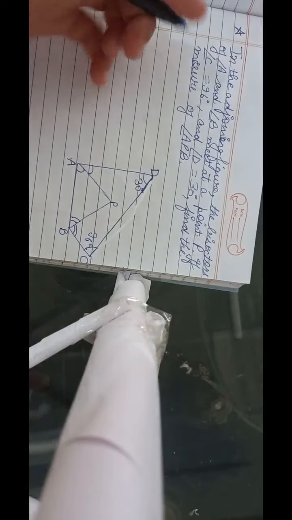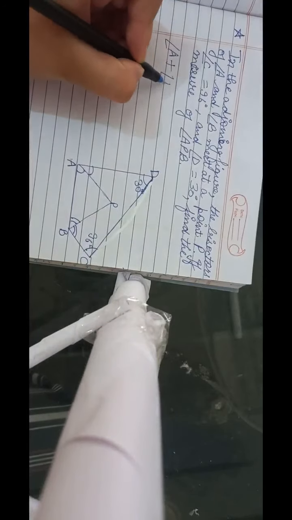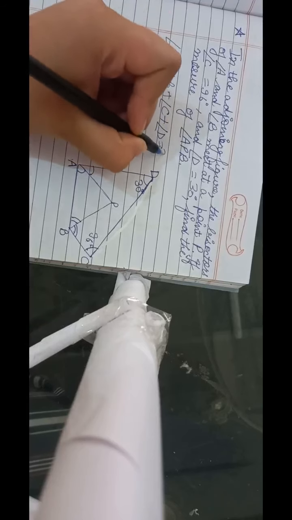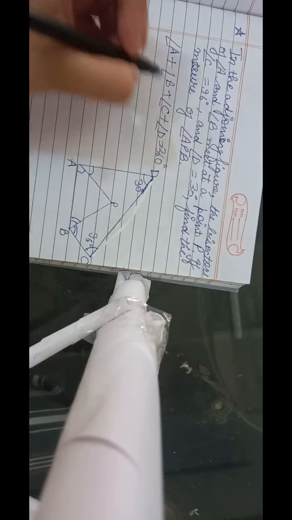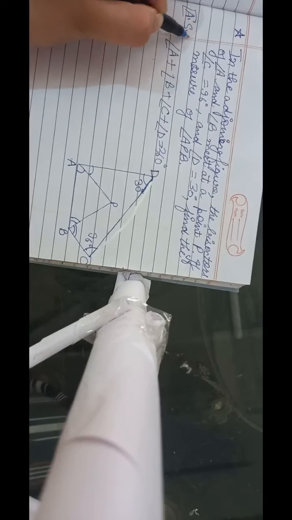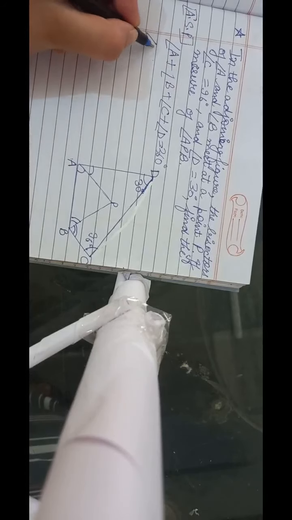So let's do it. As we know that angle A plus angle B plus angle C plus angle D is equal to 360 degree. Angle sum property. Yeah, remember? Right? So let's fill in the values.